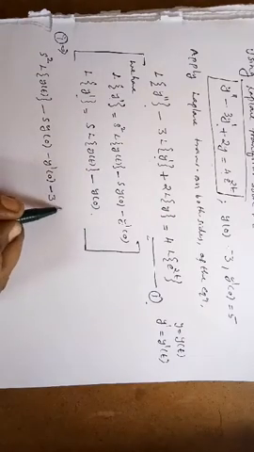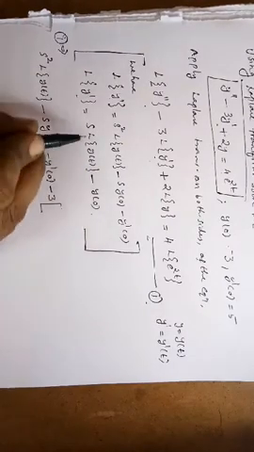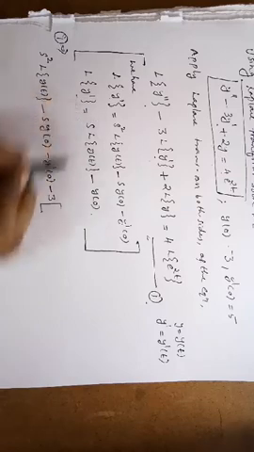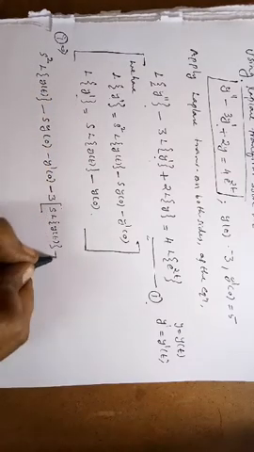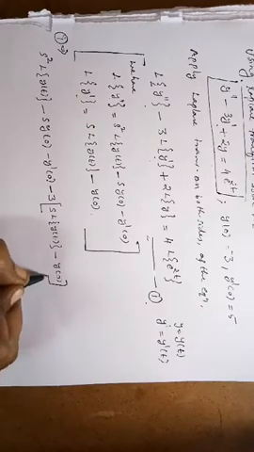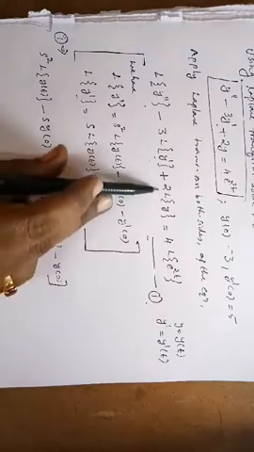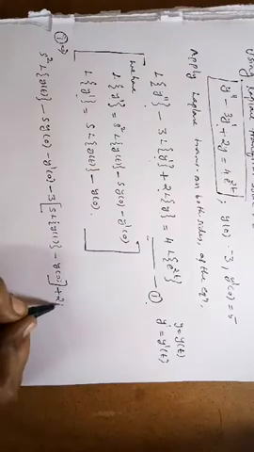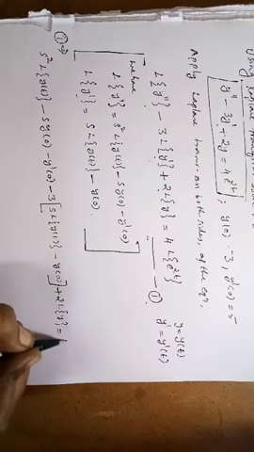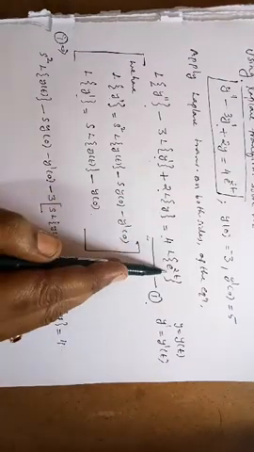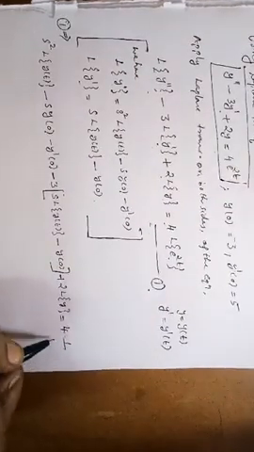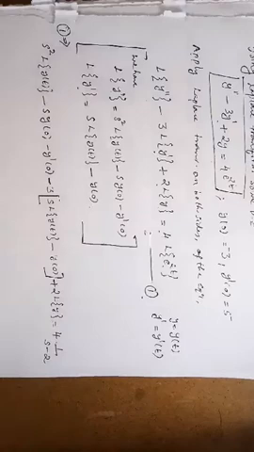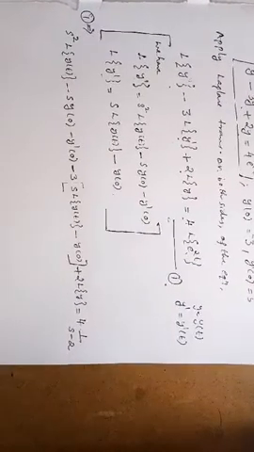So 3 is common. Instead of L of y dash, we can write s into L of y of t minus y of 0. Then the next term is 2 into L of y, plus 2 into L of y, equal to 4 into the Laplace transform of e raised to 2t. What is the Laplace transform of e raised to 2t? That is 1 by s minus 2. So 4 into 1 by s minus 2.